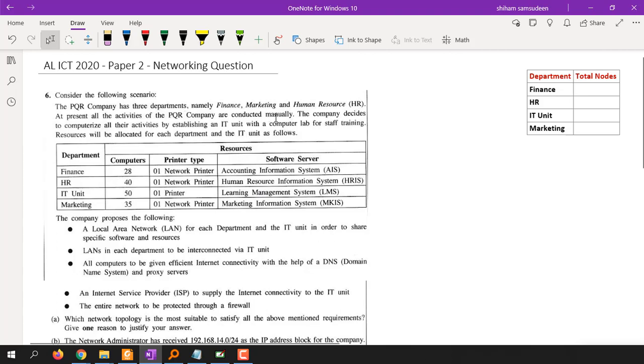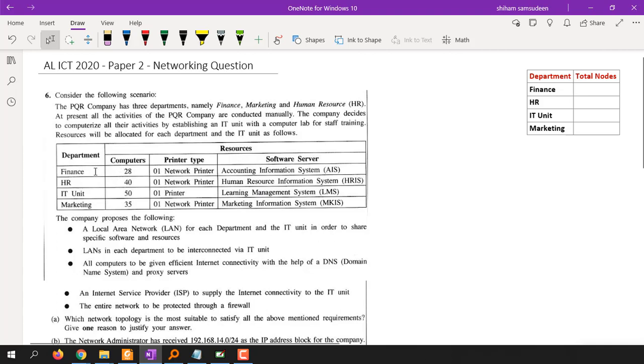So here they were conducting things manually and now they want to computerize their company, and they already have 3 departments, that are finance, HR, human resource, and marketing, and they want to add a unit for the IT department, which is the IT unit. So they have given a chart here, and the resources for each of the departments or the unit is mentioned here.